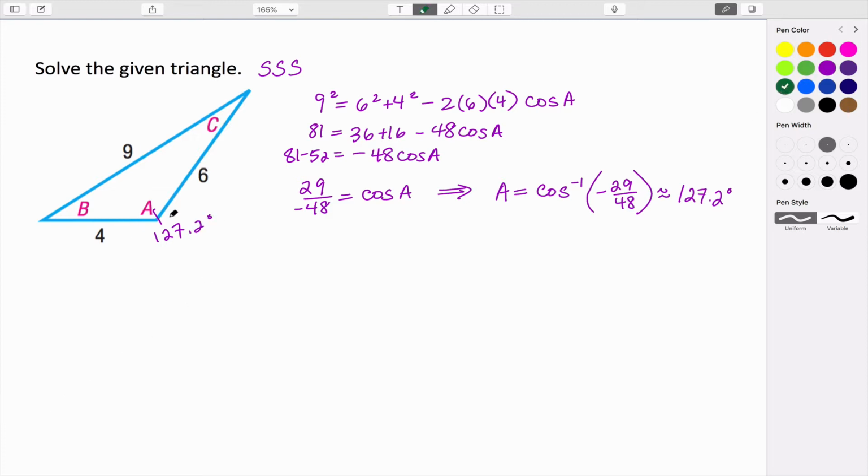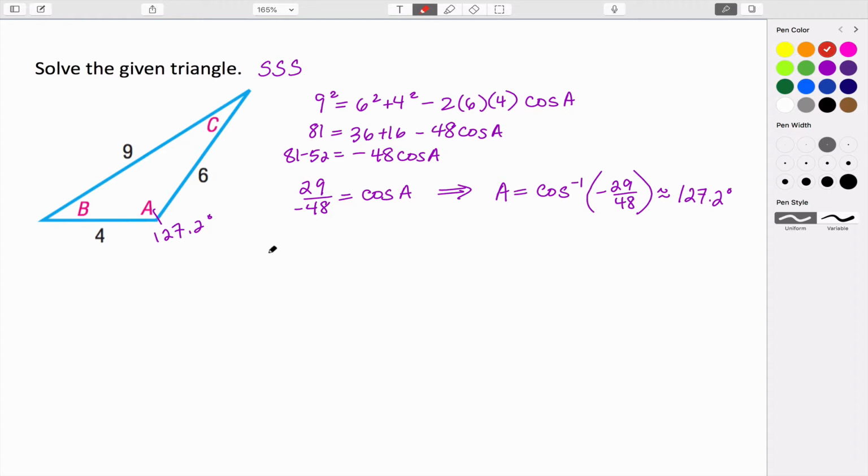So we found our obtuse angle measure, which is our largest angle. So that means that B and C can't be obtuse. So we don't really have to worry when we're dealing with law of sines. So I'm going to use the law of sines now to find angle measure B.